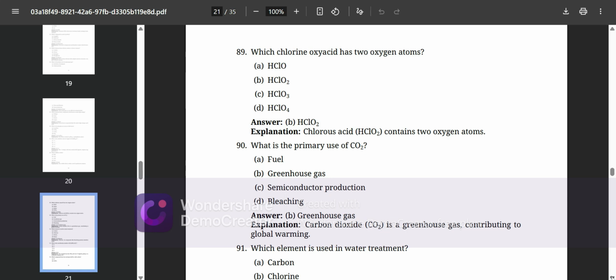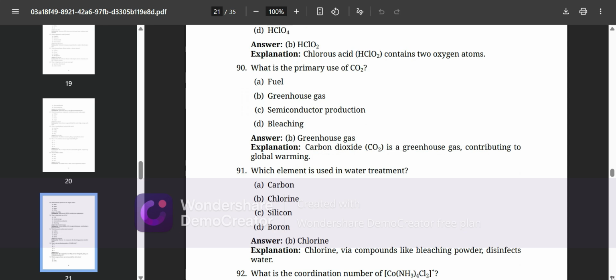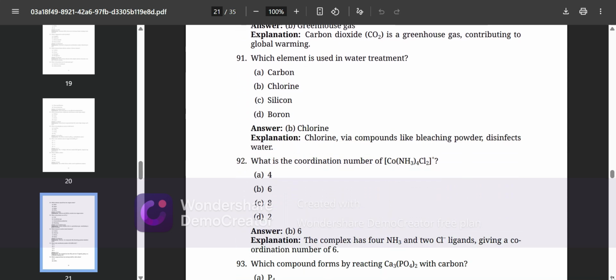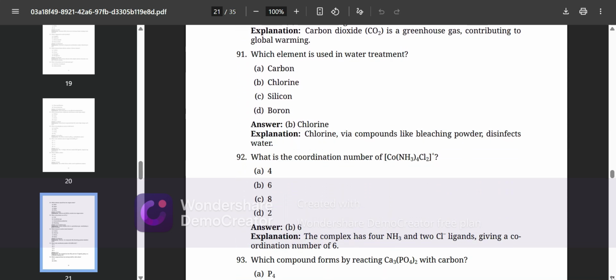What is the primary use of carbon dioxide? Greenhouse gas. Carbon dioxide is a greenhouse gas contributing to global warming. Which element is used in water treatment? Chlorine, via compounds like bleaching powder, as a disinfectant for water.